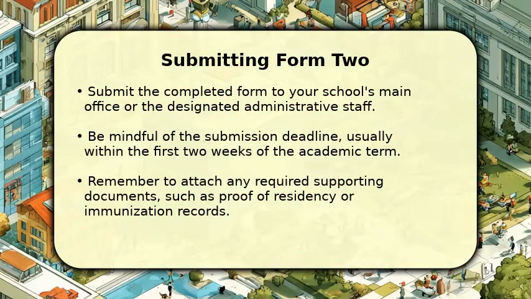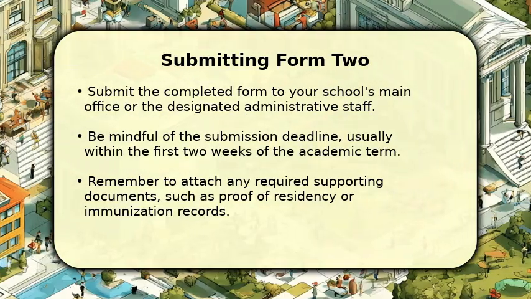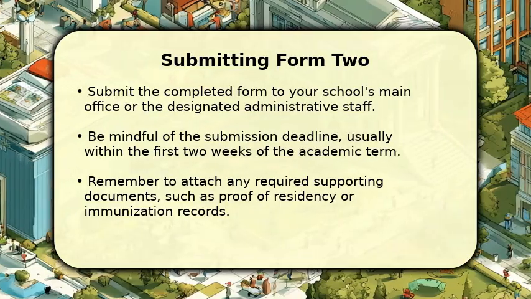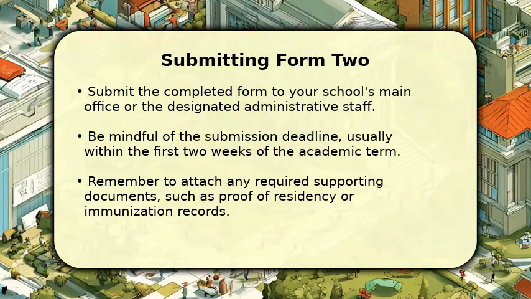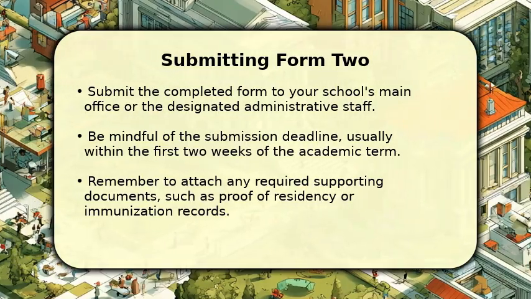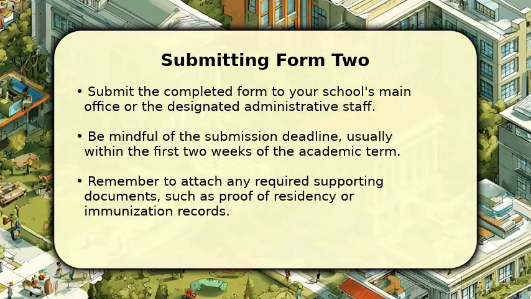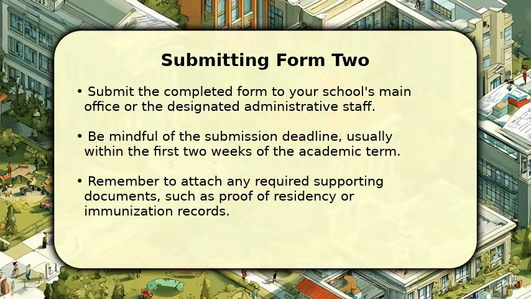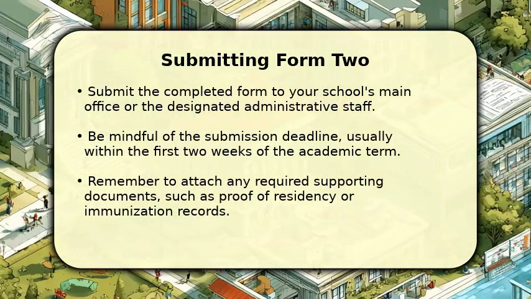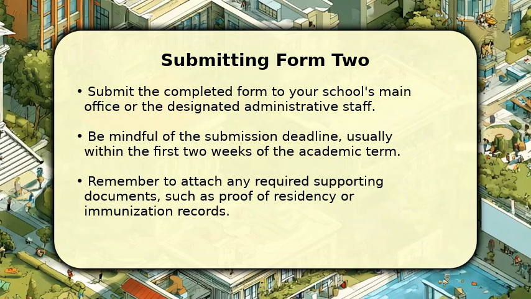Once you've meticulously completed Form 2, the next step is submission. Typically, the form should be submitted to your school's main office or the designated administrative staff. Be mindful of the submission deadline, which is usually within the first 2 weeks of the academic term. Remember to attach any required supporting documents, such as proof of residency or immunization records, as specified in the instructions. Incomplete submissions may require resubmission, so ensure everything is included.